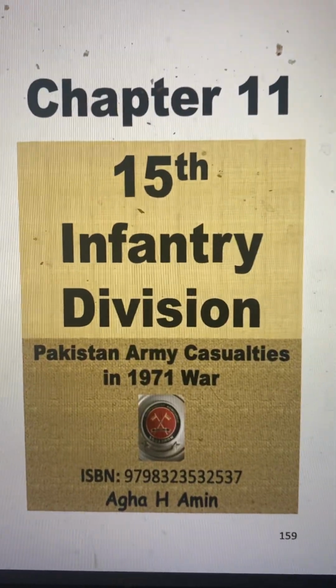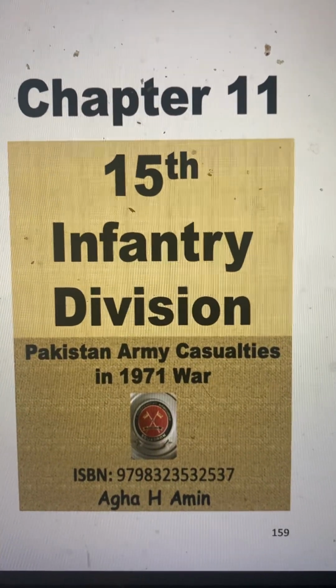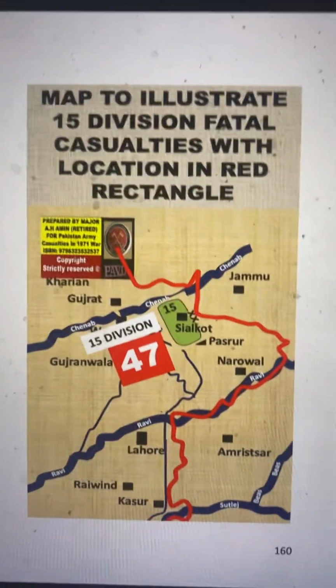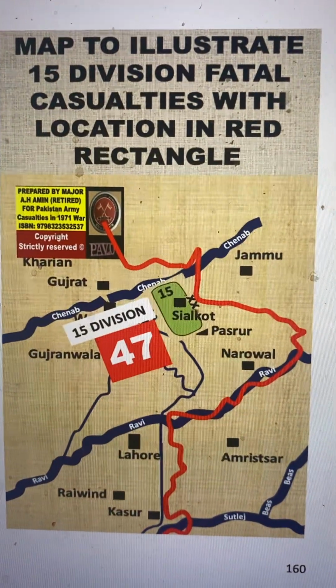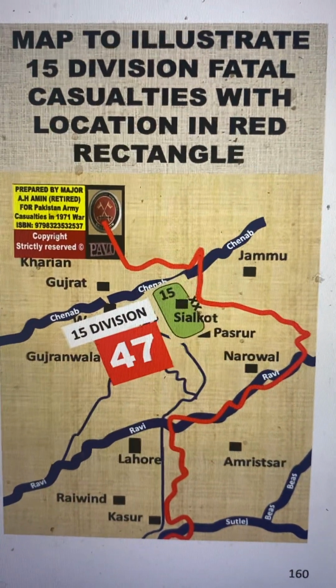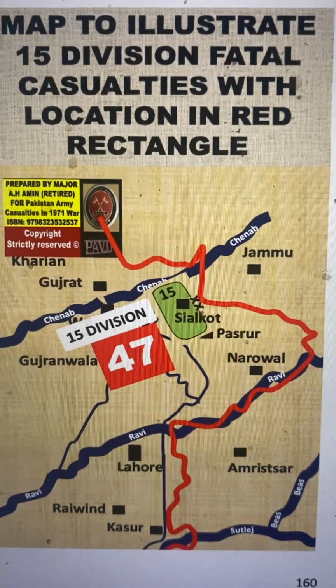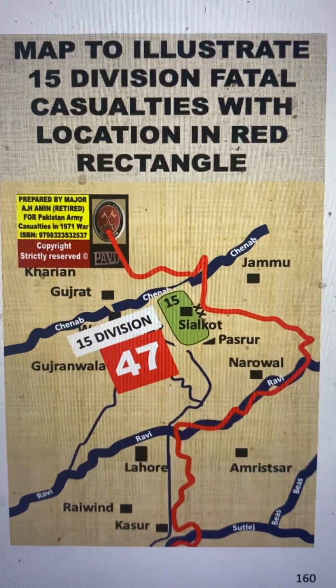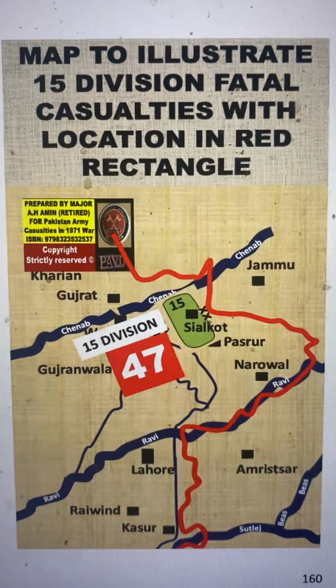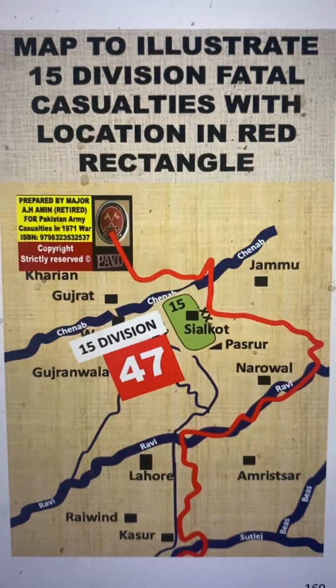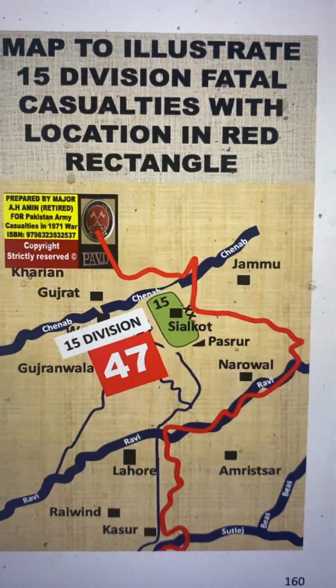15th Infantry Division in the 71 war. Map to illustrate 15th Division fatal casualties with location in red rectangle. As you can see, this battalion lost one of the lowest casualties in the 71 war. They lost just 47 killed.